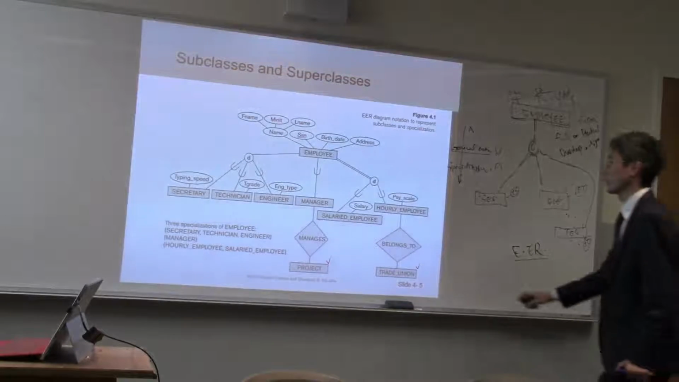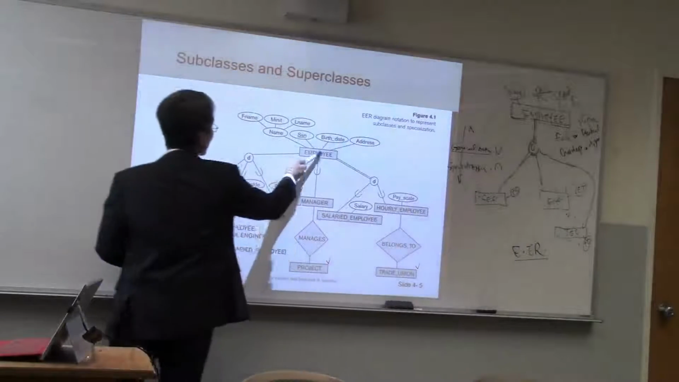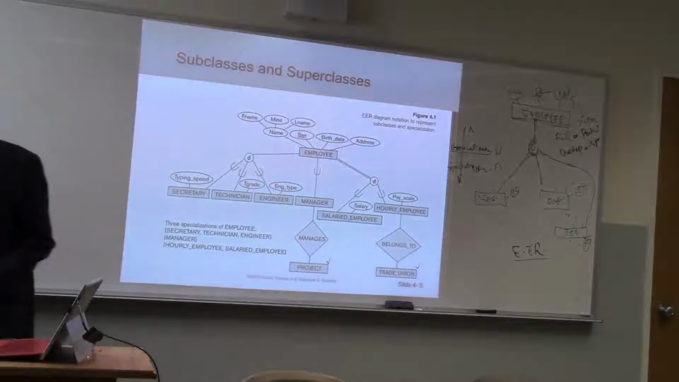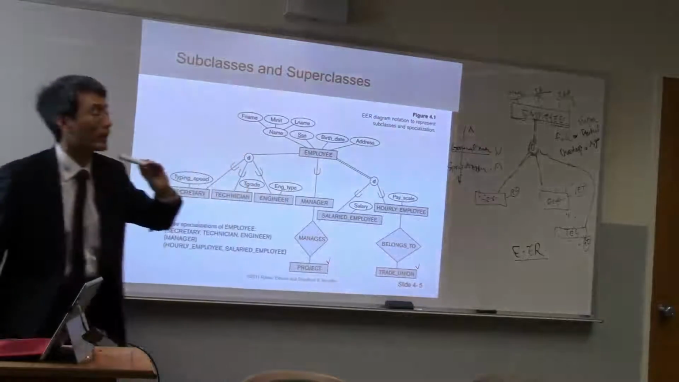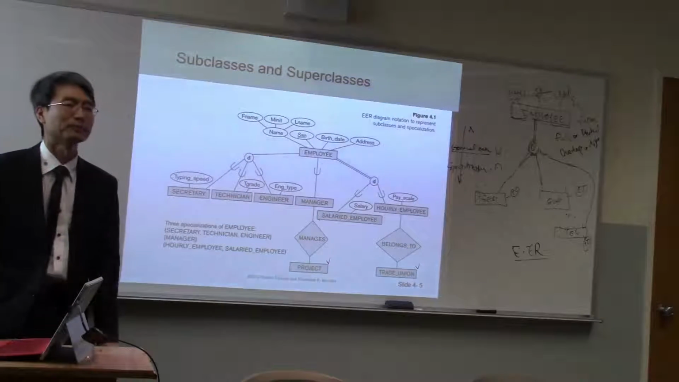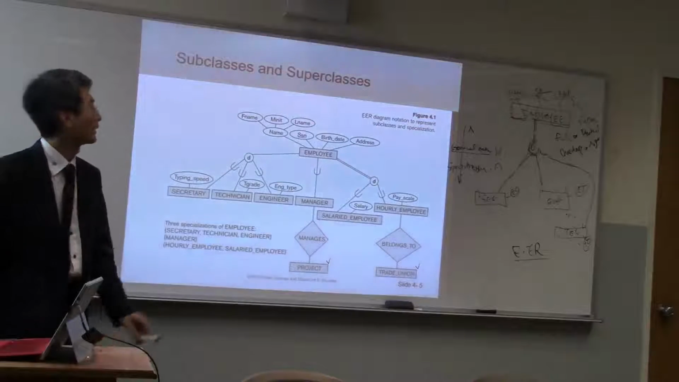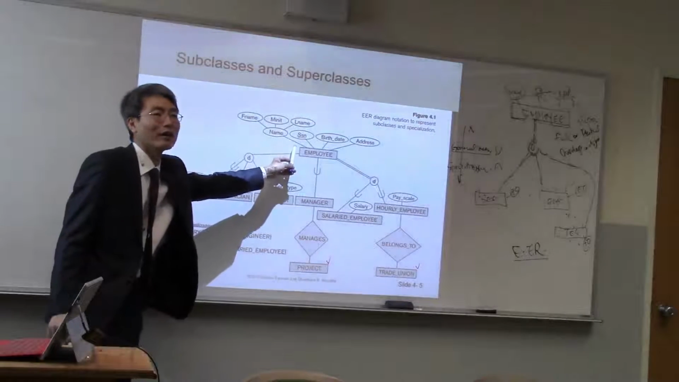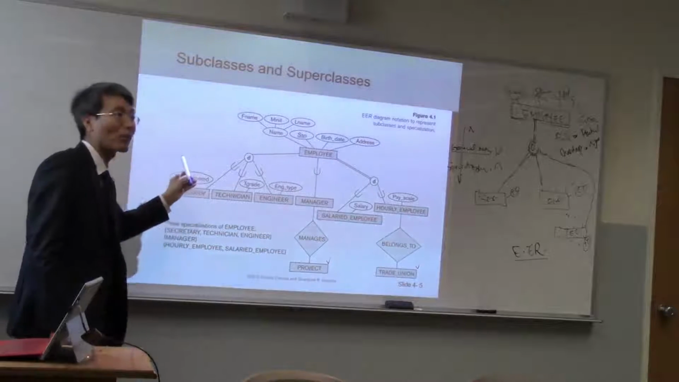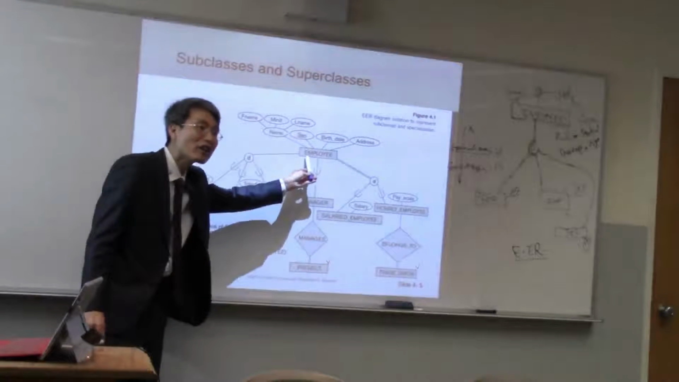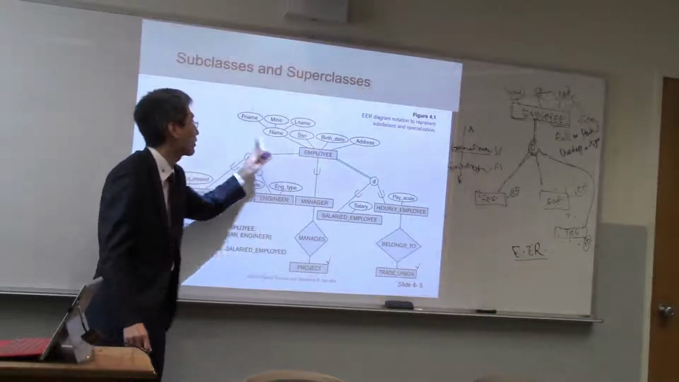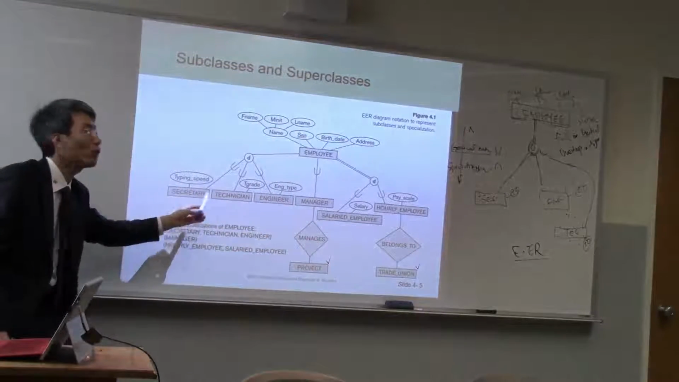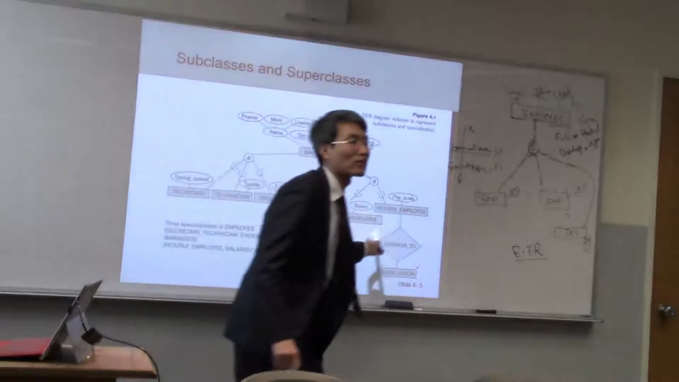Oh, one more important thing. What is the key attribute of the employee? So SSN. Obviously you can find the bar that represents the key attribute. What about the secretary? It's also SSN. Why? Because this subclass is an employee. So, in other words, all characteristics of the employee are inherited by each subclass.